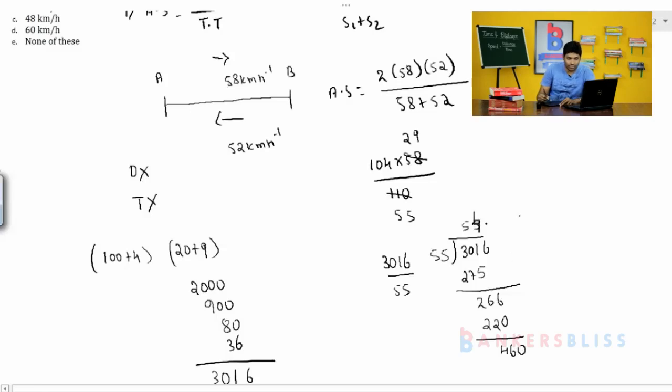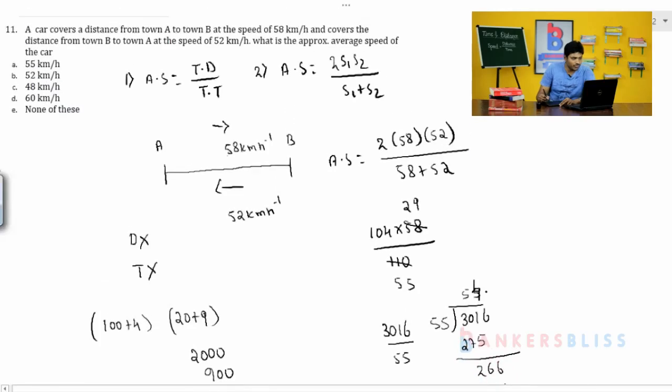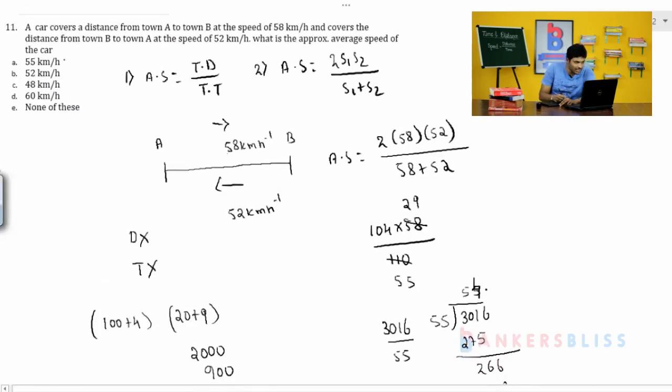See here, 54 point something we got. So 54 point something means the approximate answer is 55. No need to calculate further because they have asked us to calculate the approximate answer. So in the options, the nearest answer is 55. So the approximate answer is 55 kilometers per hour. Very simple. You have to go with the formula 2s1 s2 divided by s1 plus s2. Okay, let's move on to the next problem.